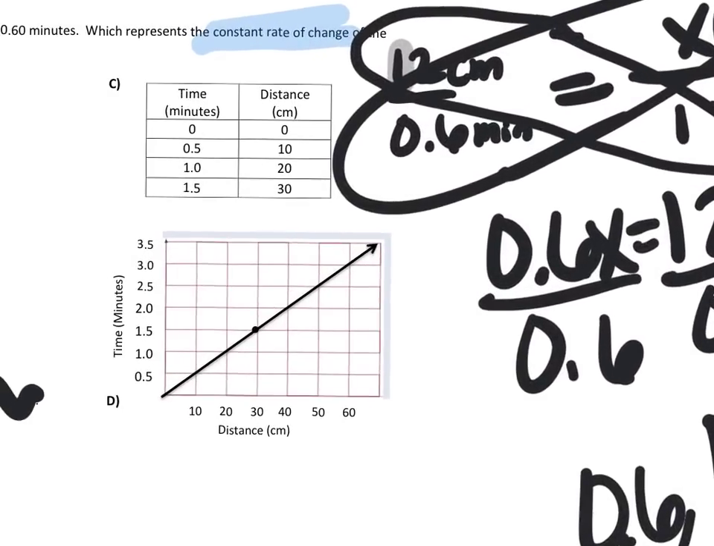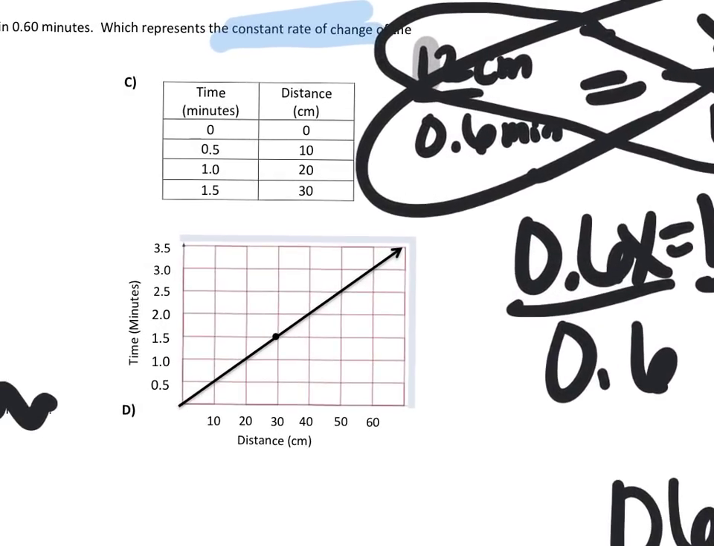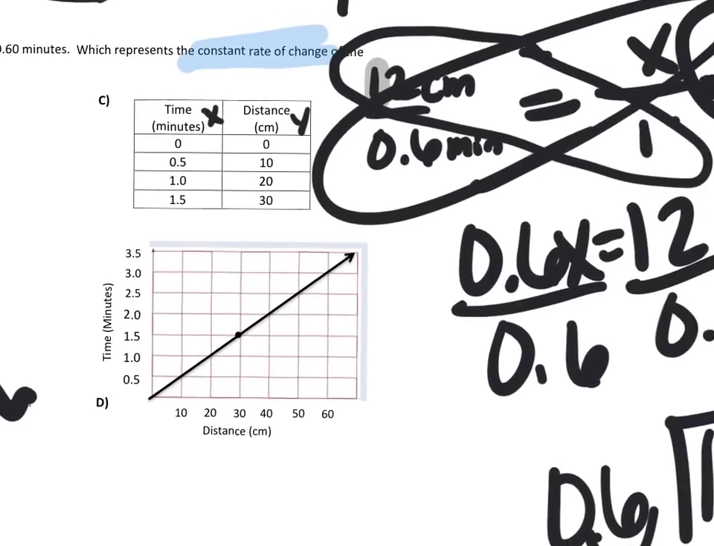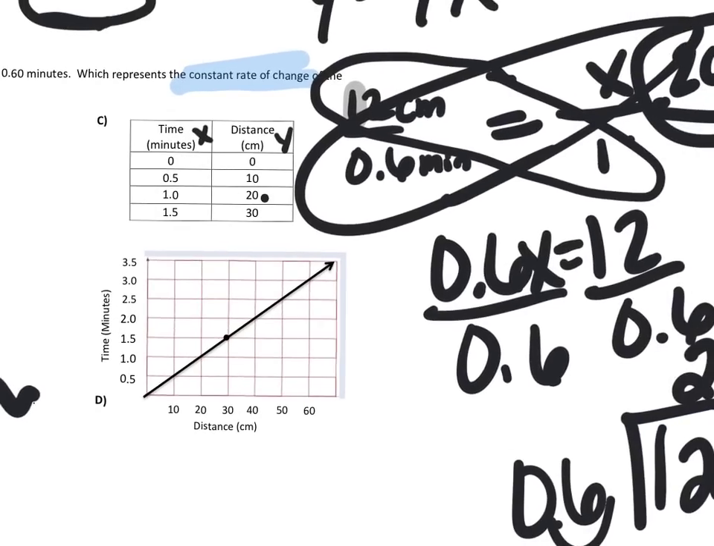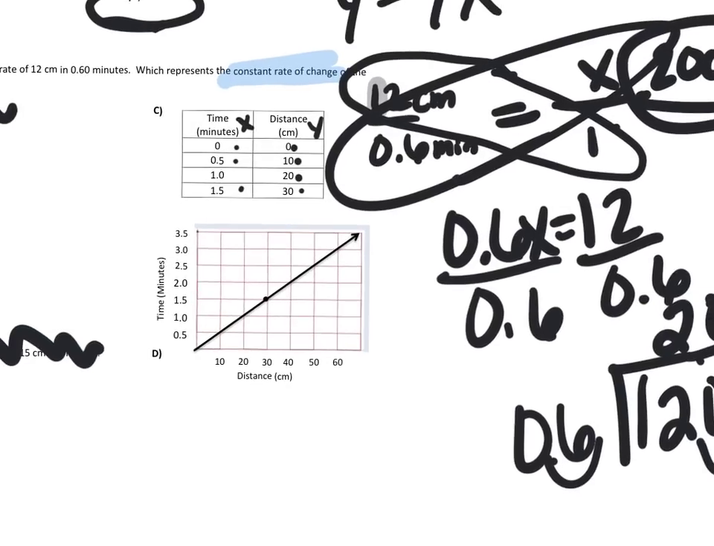Now, here's where y'all are kind of confused. This is minutes, this is our x, this is our y. Okay, so I got 20 centimeters per 1 minute. Does that represent that right there? Yes. Okay. Is this consistent? At 10, it would be half that. At 0, it would be 0. At 30, it would be 1.5. Yes, that's true. Okay. So now here's where this one is, D is wrong.